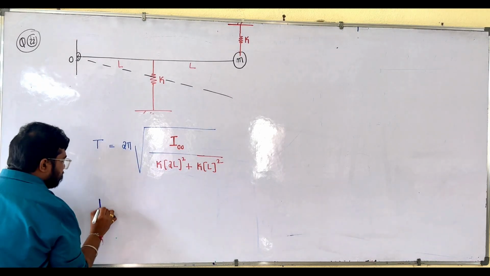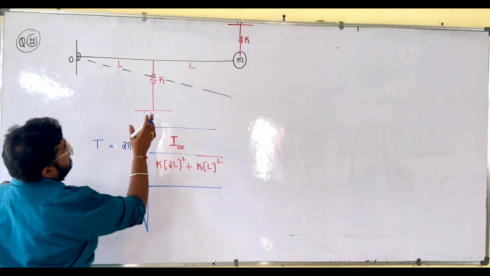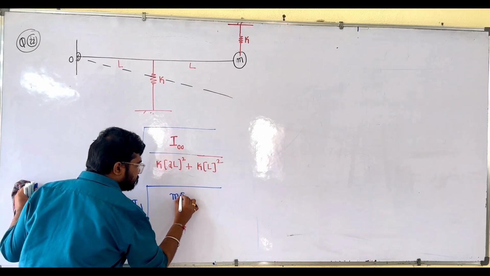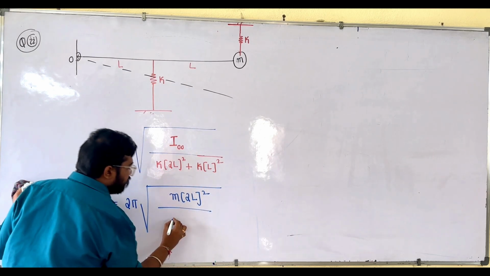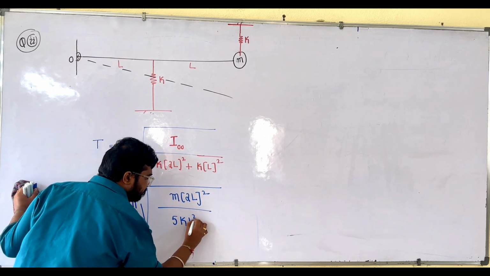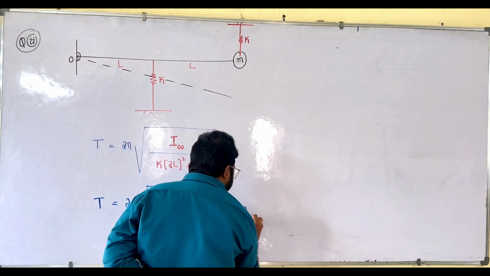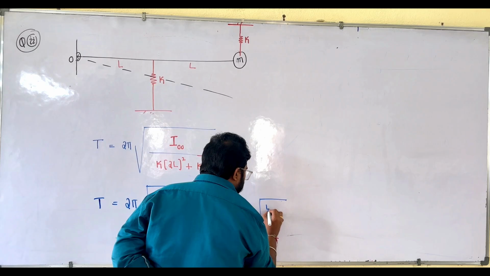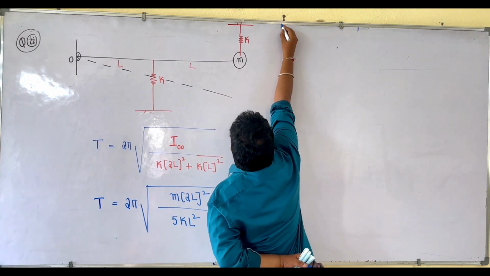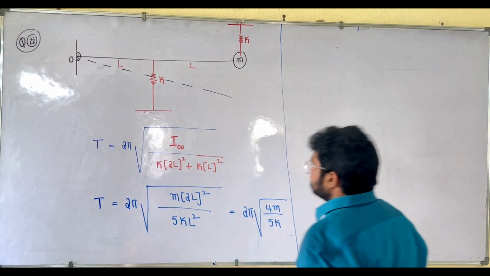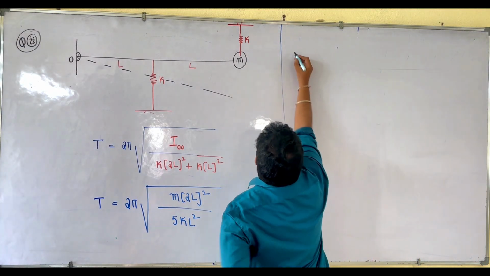Now tell me, T equals how much? 2 pi square root of I naught. I naught is how much? M into point mass, straight away M into 2L square, which is 4. The denominator is 5 KL square. So T equals 2 pi square root of 4m by 5k. Are you clear or not? Now tell me, question number 3.